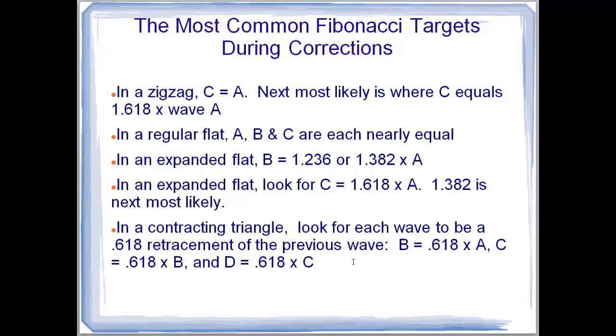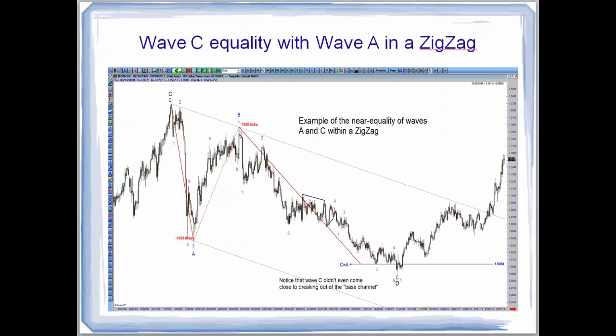In a contracting triangle, look for each wave to be a 0.618 golden mean retracement of the previous wave. For instance, look for B to equal 0.618 times A, look for C to be 0.618 times B, and D to be 0.618 times C.